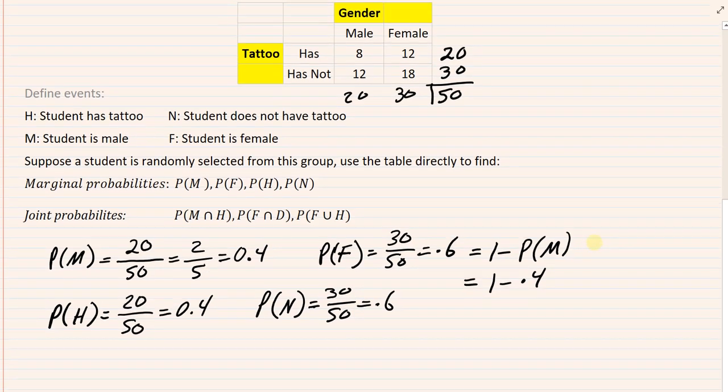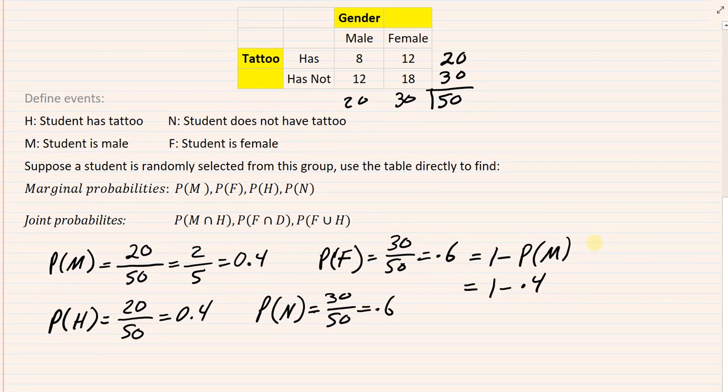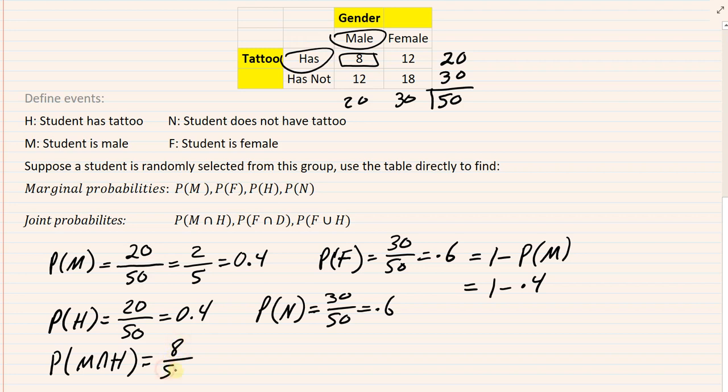Now let's move on to joint probabilities. Let's say we want to find the joint probability of the first one, M and H. Now this event is the event that the selected student is male and has a tattoo. Male and has tattoo. Well, there are 8 males in that sample that qualify. 8 out of 50. That's 16%, I believe. And there you have it.